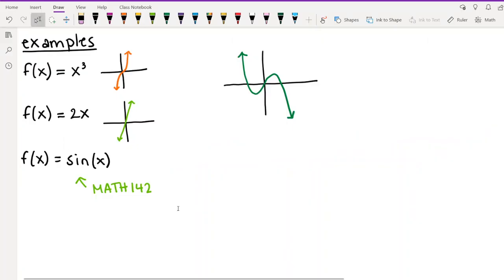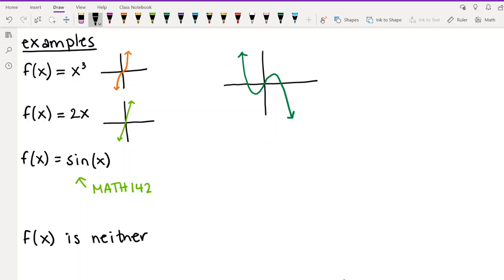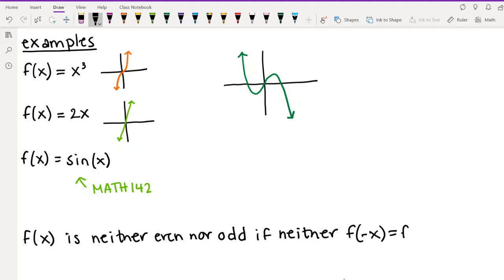Okay, so the next thing I want to do, I guess actually I'll say one more thing on this page, is that a function is called neither even nor odd if neither f of x is equal to f of negative x, nor f of negative x is equal to negative f of x. So there are plenty of functions out there that do not satisfy either of these rules, that don't have these special types of symmetry.